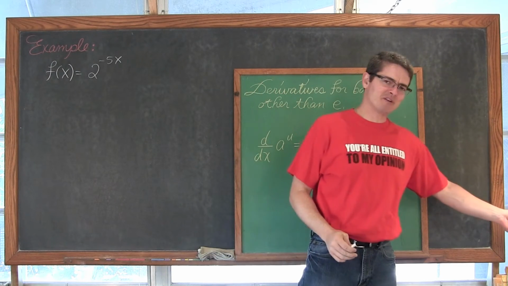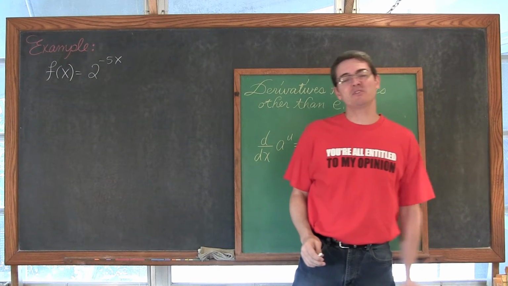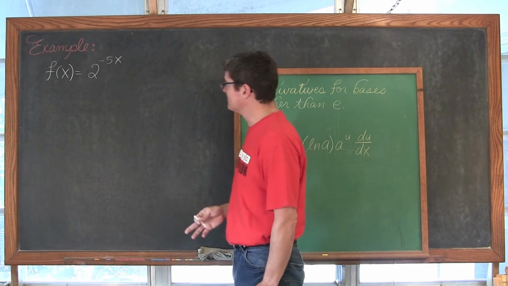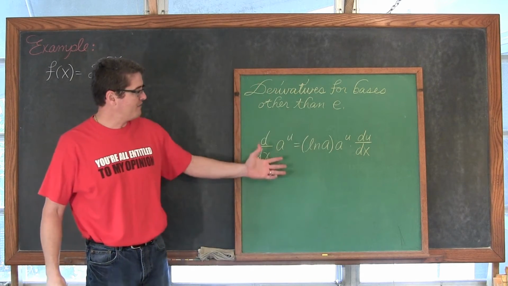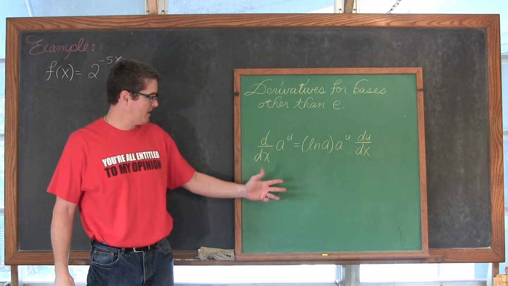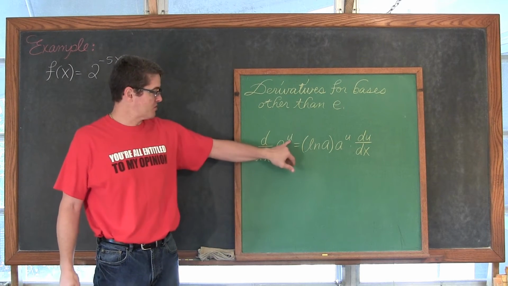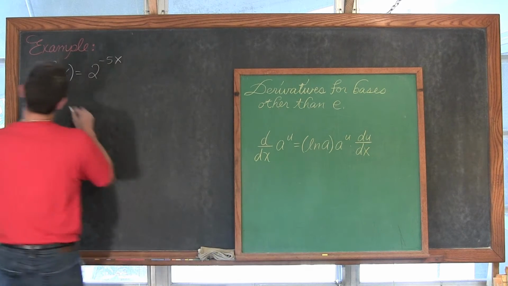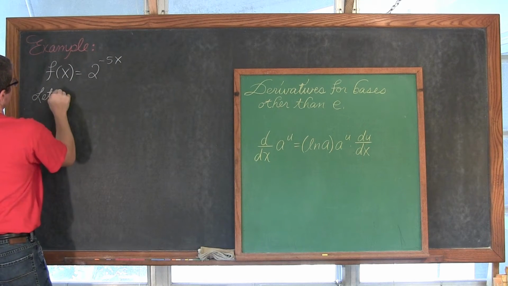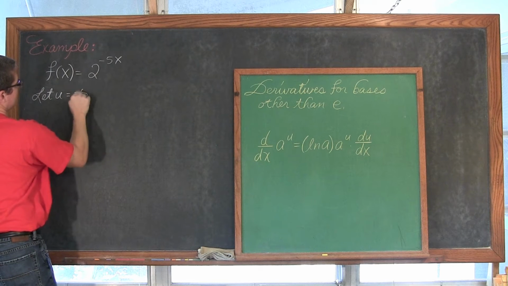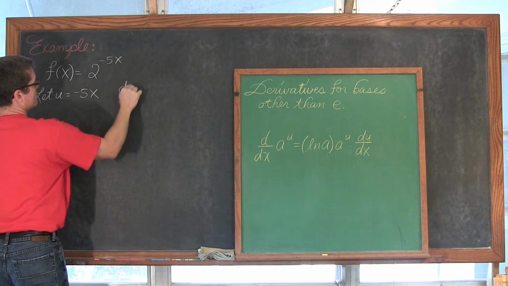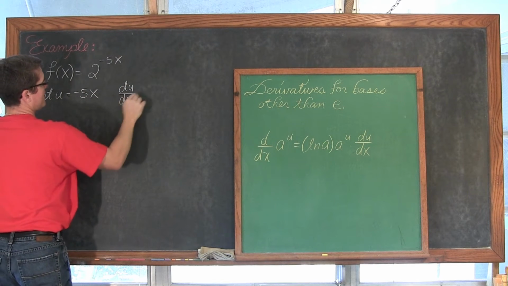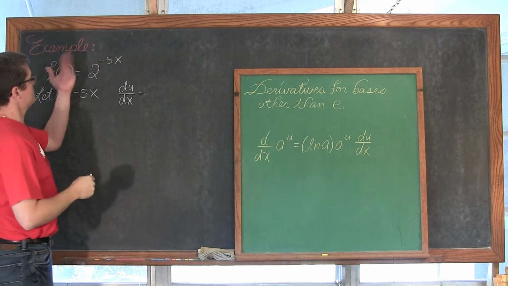First example, pretty straightforward. f of x is equal to 2 to the negative 5x power. Well, if you have this rule that I just gave you memorized already, you can just do a u substitution, because our exponent isn't just a basic x. So we can let u equal negative 5x, and then du, the derivative of u with respect to x, is equal to just negative 5.